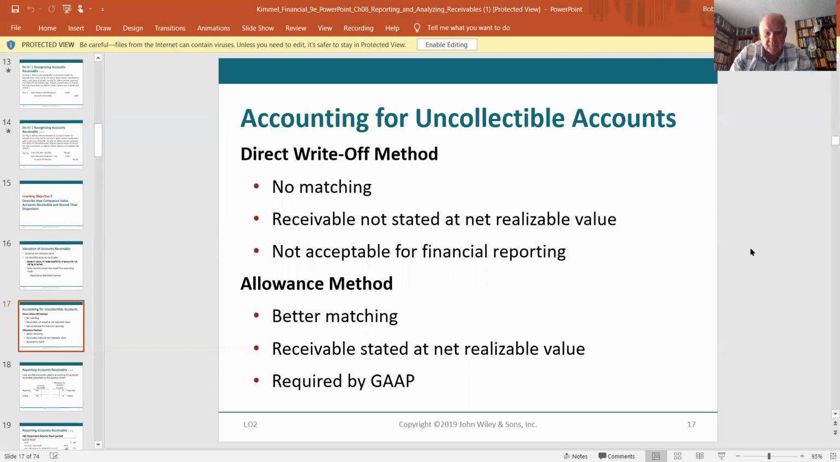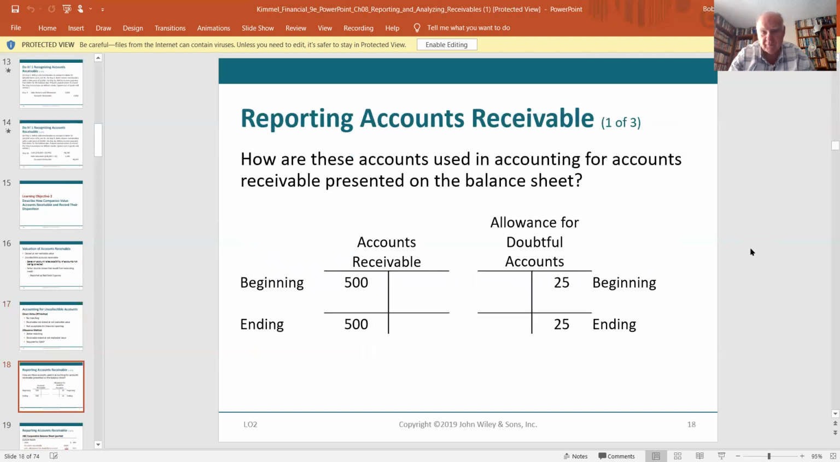We are going to match our revenues and expenses as best we can by estimating the amount of bad debt expense we expect out of the current receivables. And this is a requirement by GAAP. Direct write-off is not a GAAP item, and that could force the auditors to give you a qualified opinion rather than an unqualified opinion.